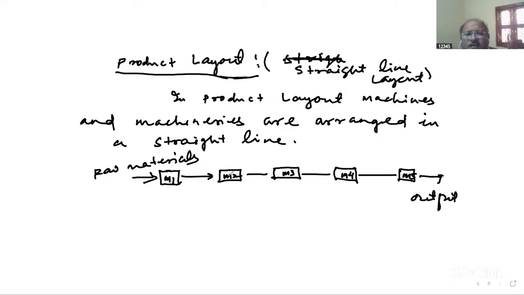That means the raw materials in machine 1 become the output for machine 2. The output of machine 2 becomes the raw material for machine 3. That means raw materials are being passed from one machine to the other machine and processed there. Finally, the output comes out.